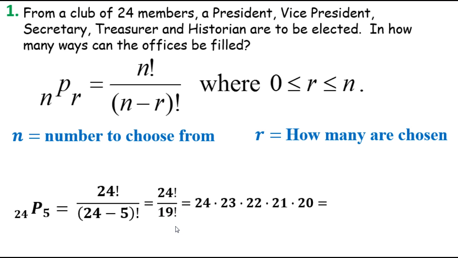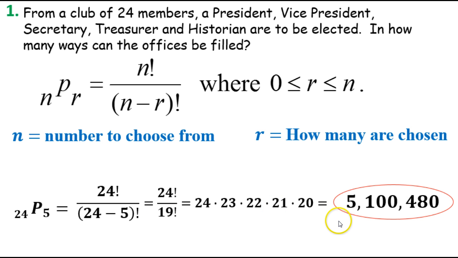Okay, now we can actually do this one out. This is 24 times 23 times 22 times 21 times 20. The 19 factorial on the bottom cancels the other one on top. So this would just be our answer here, which would give us our answer of 5,100,480. We could also find this using our calculator.